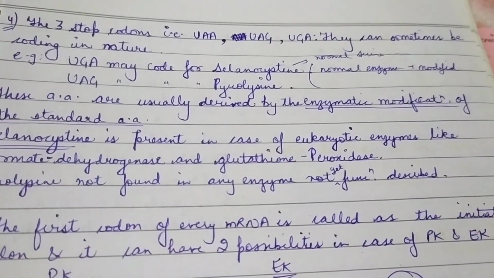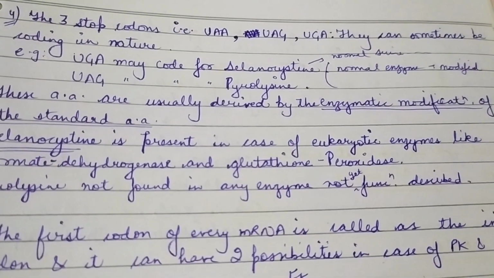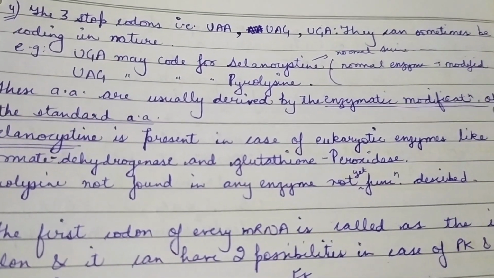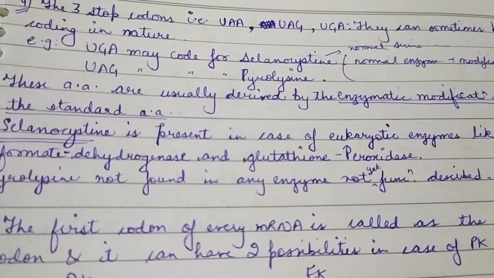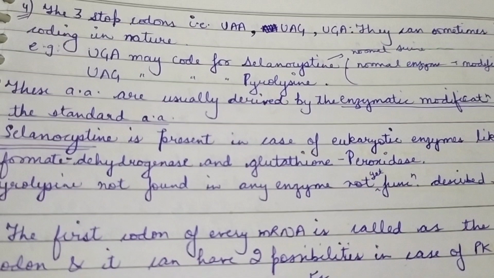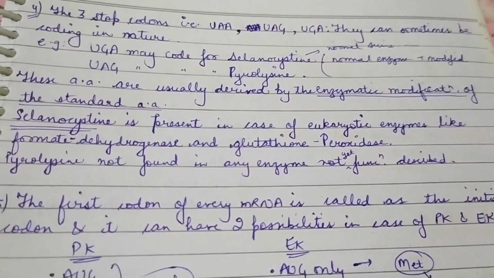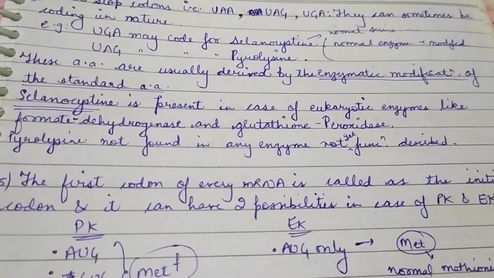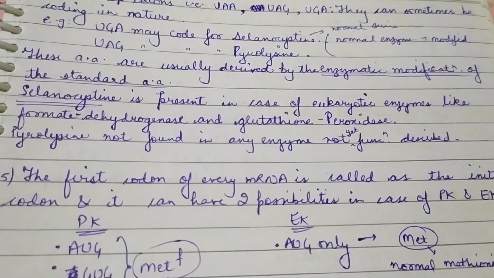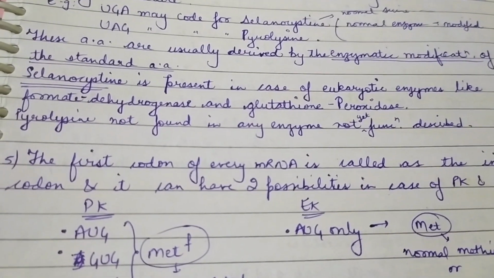So now the 3 stop codons are UAA, UAG and UGA, but they can sometimes be coding in nature, like UGA may code for selenocysteine and UAG may code for pyrrolysine. Now selenocysteine and pyrrolysine are amino acids which are derived from enzymatic modification of the standard amino acids. Selenocysteine is present in eukaryotic enzymes like formate dehydrogenase and glutathione peroxidase, but the function of pyrrolysine is not yet described.